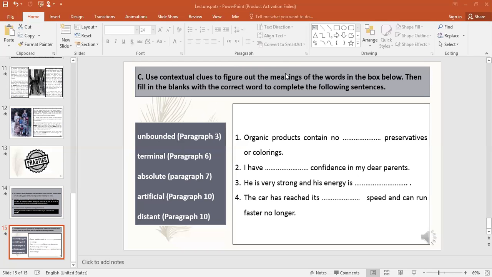Okay, I will continue this in case you watched the video. He is very strong and his energy is unbounded. The car has reached its terminal speed and can run faster no longer.